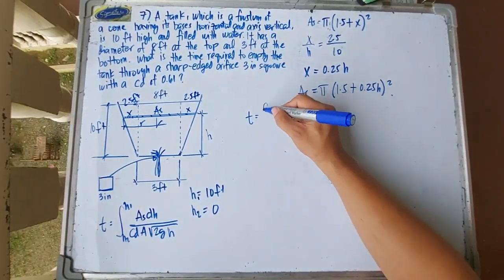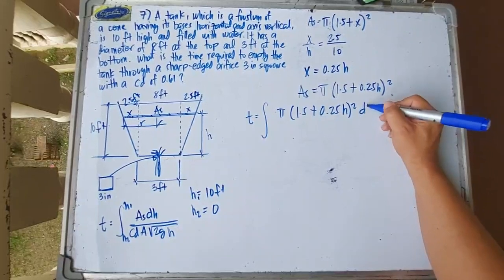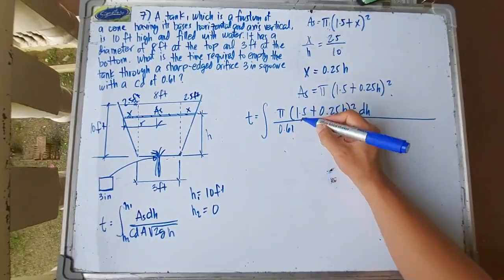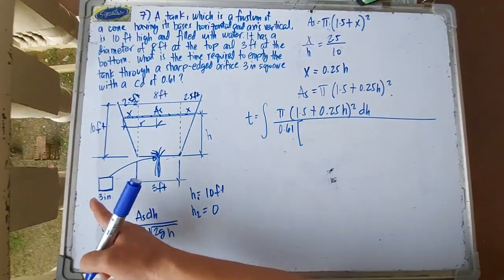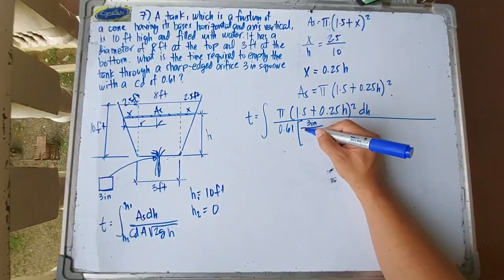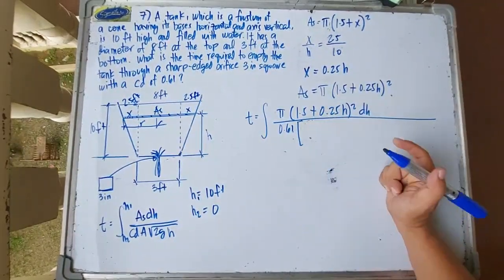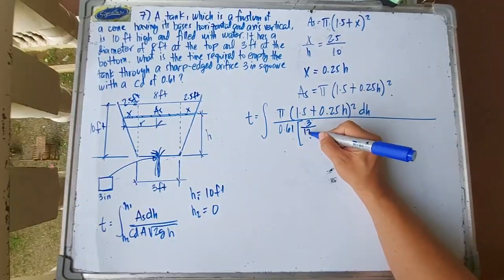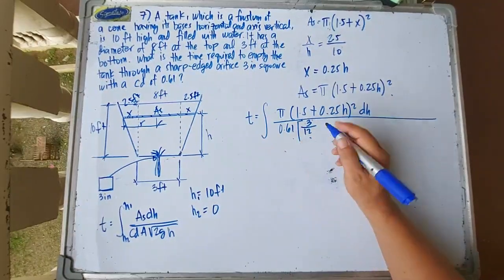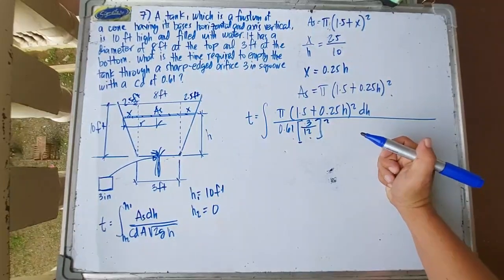Substituting this in the equation for time, we have t equal to the integral of pi times 1.5 plus 0.25h squared dh, divided by Cd, which is 0.61, times the area of the orifice. The orifice is square in cross section, so we convert inches to feet to keep our units consistent: 3 over 12, squared, since it's the area of a square. We no longer put the units so the equation isn't too long.